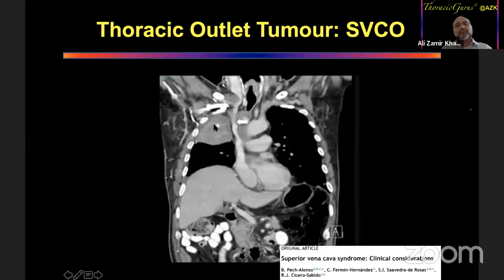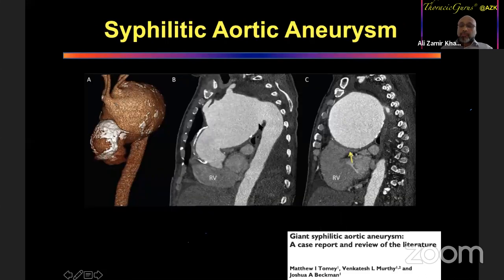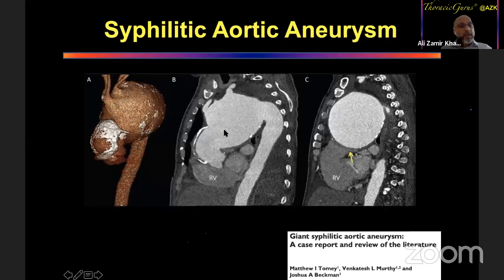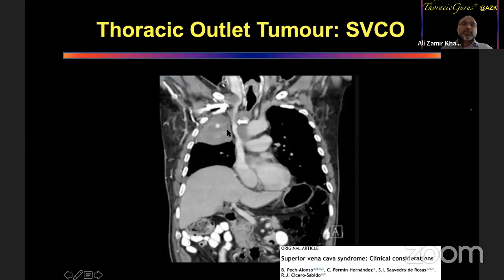The other areas which can compress on the SVC is thoracic outlet tumors. Thoracic outlet tumors come from the lateral side. All other tumors, I said, come from the medial side. So the thoracic outlet tumor, or like a neuroma, schwannoma, or a Pancoast tumor, any of these can actually cause compression on the SVC. Another important type of tumor which happens in this area is germ cell tumors, where I have seen quite a few germ cell tumors lateral to the SVC which are growing and causing compression on the SVC.